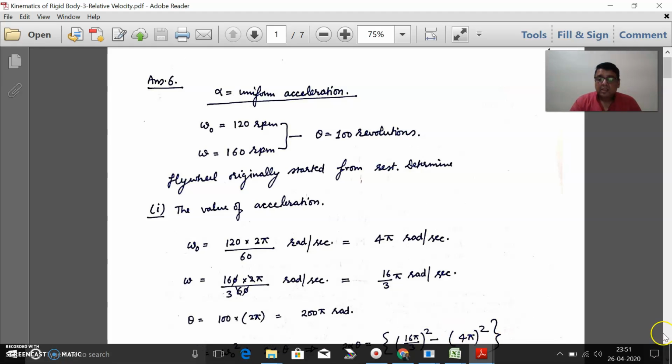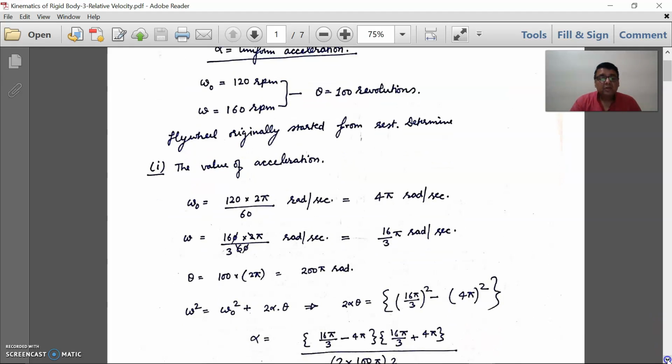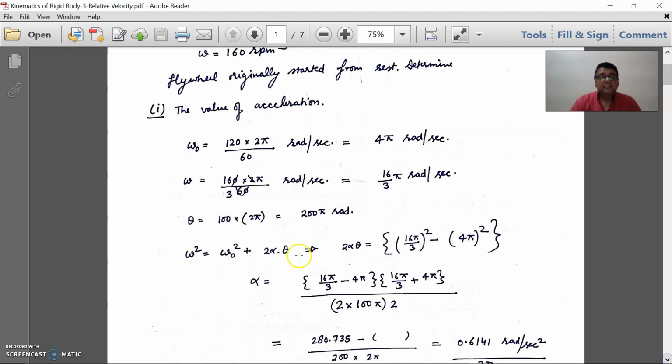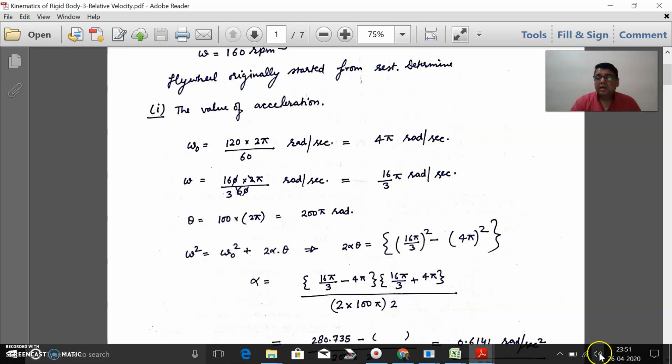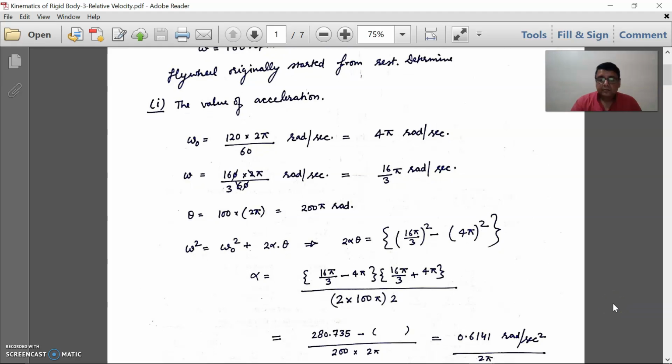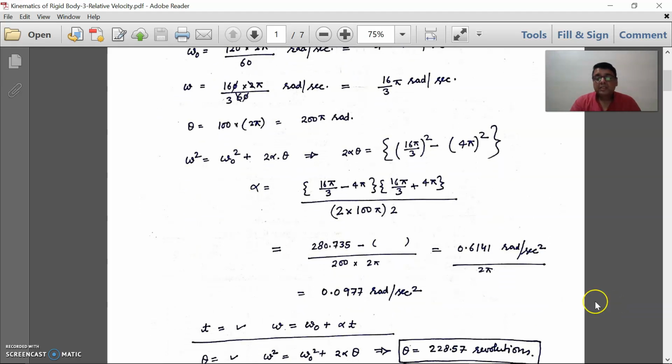Okay, so in this, if I put all these three values, then alpha is the only unknown, and alpha I can get very easily: 0.6141 upon 2 pi, and that is 0.0977 radian per second square. Okay, then time t he is asking and theta he is asking.